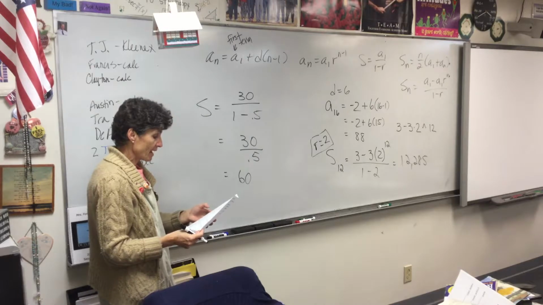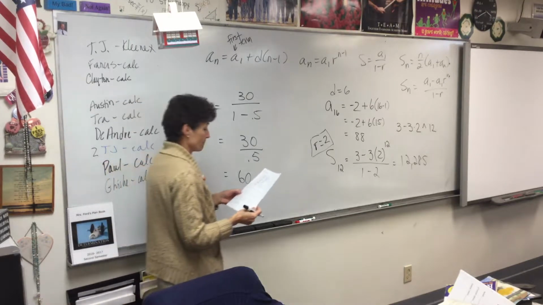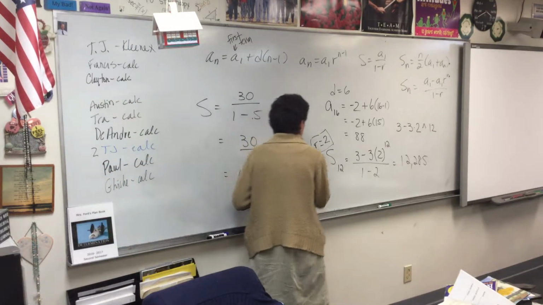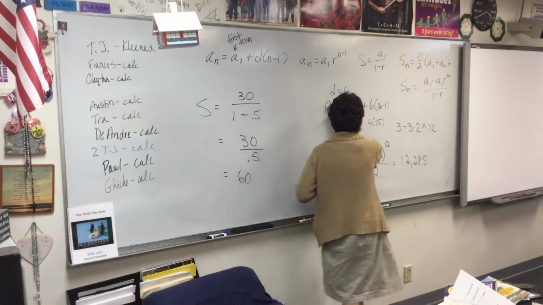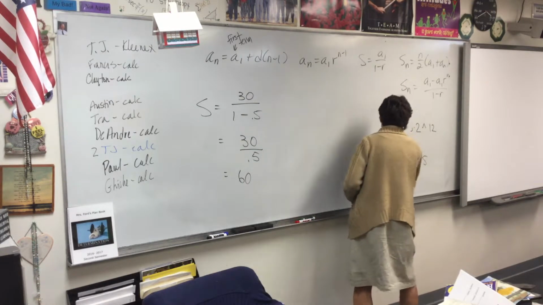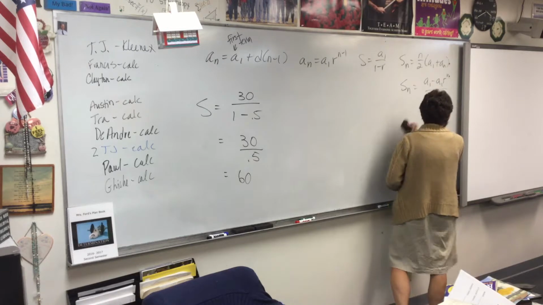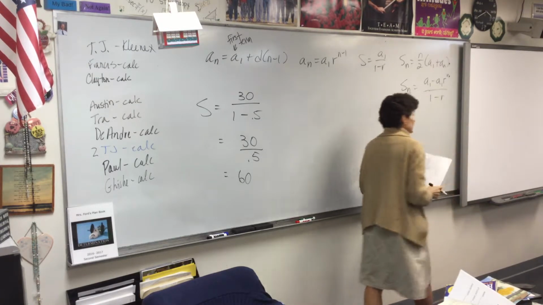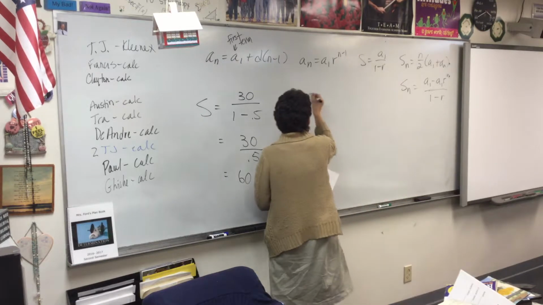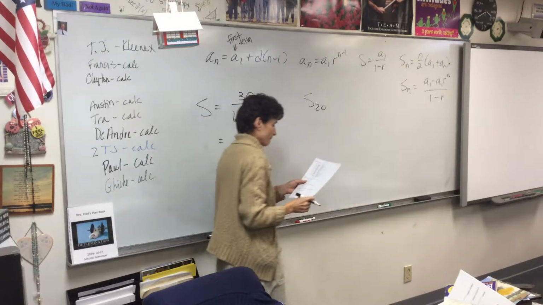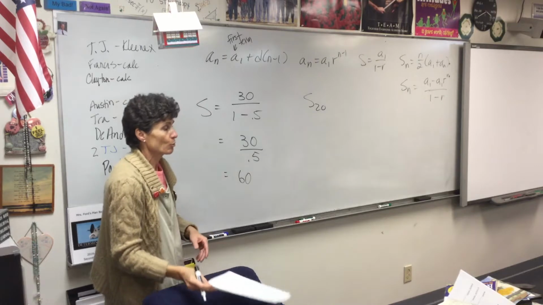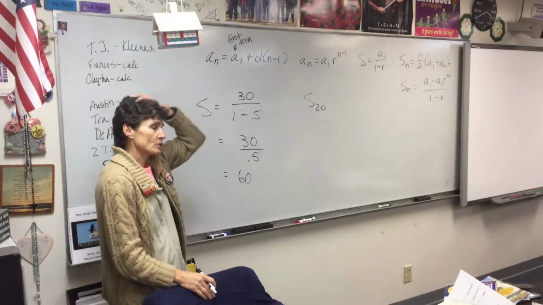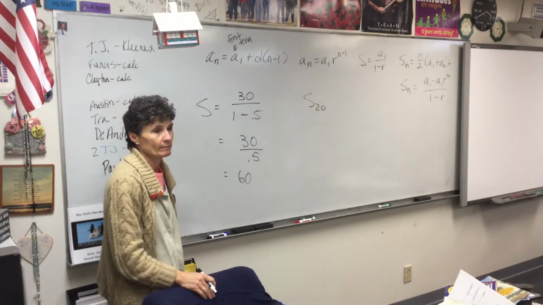Now I want to skip 5 and do 6 and 7 because they're the same. I don't know why I didn't do them in order. But 6 and 7, let's do those right now and then we'll come back and get 5. Okay? So here we are with 6 and 7. S sub 20. This is the hard one. This is the hardest one, okay? S sub 20.